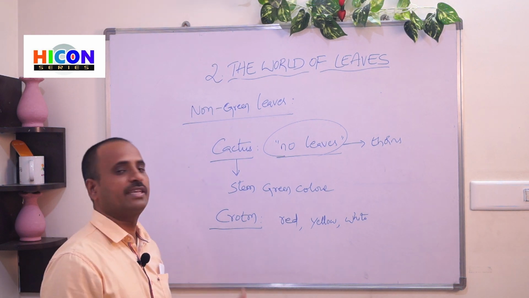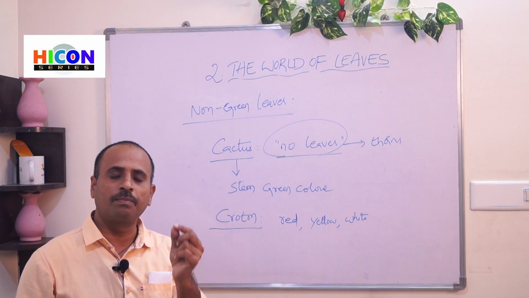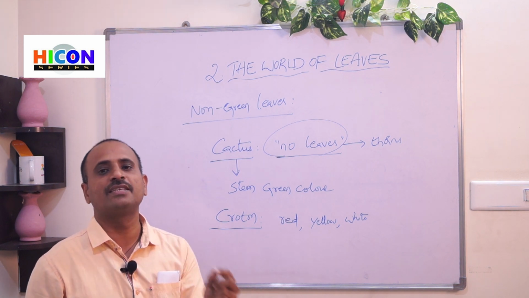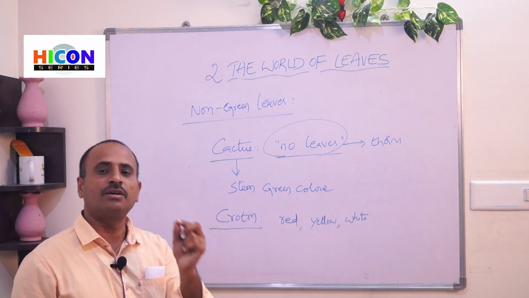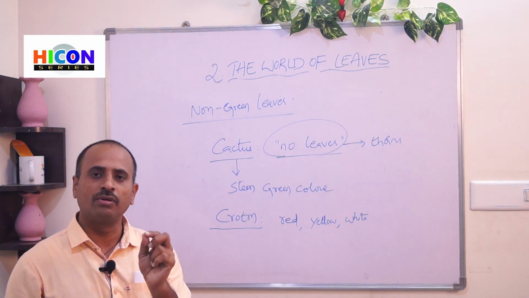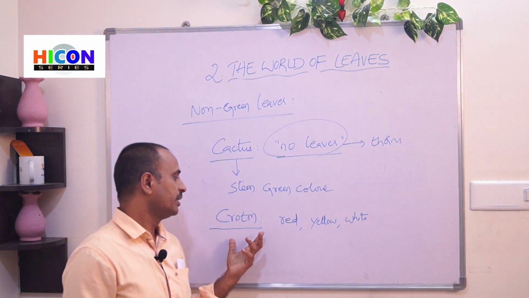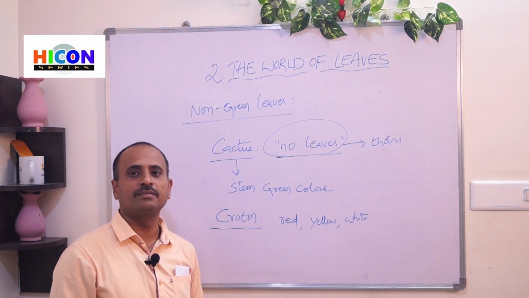So croton plants can prepare their food with the help of the small green parts present in the leaves, and those small green parts have chlorophyll, which helps in preparing the food in such croton plants.